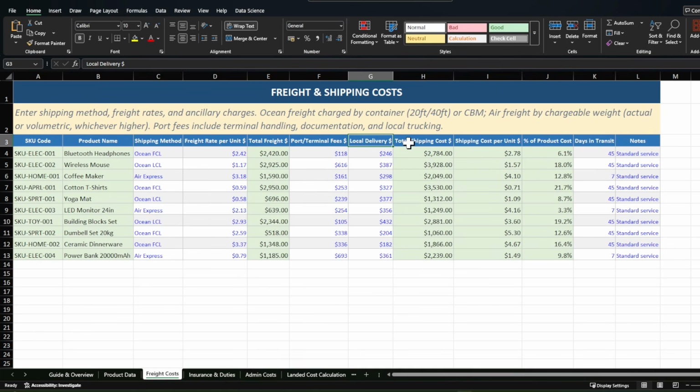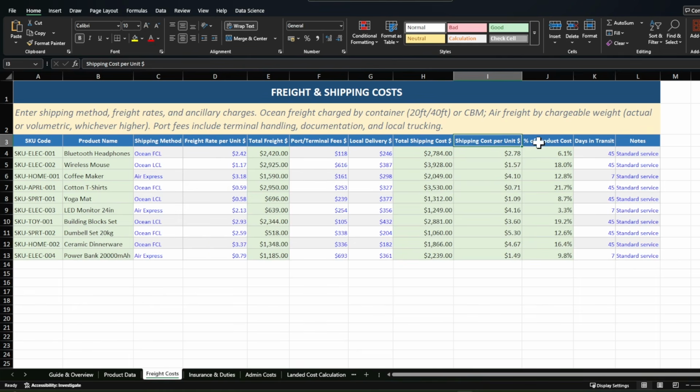If you calculate the total shipping cost, it will be the sum of these two and the total freight cost. So here it is this much. Now, considering this total shipping cost, you also need to calculate your shipping cost per unit. If you divide the total shipping cost by the total ordered quantity, which is coming from the product data tab, you will get the shipping cost per unit.